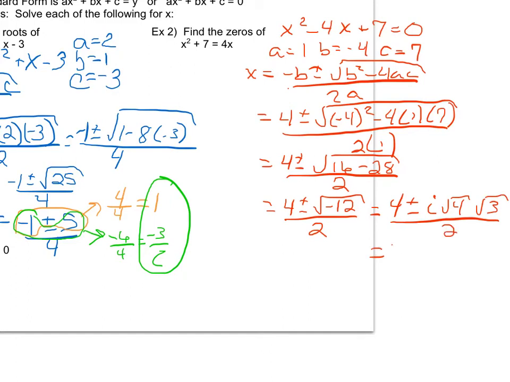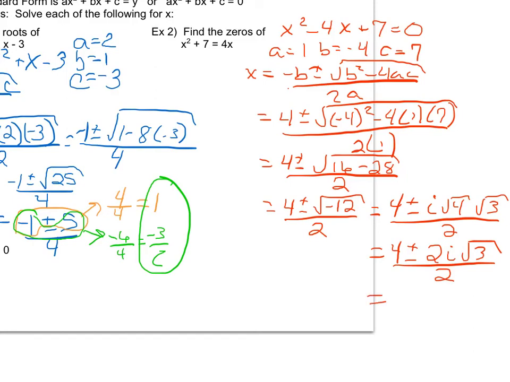I know that the square root of 4 is 2, so it becomes 4 plus or minus 2i square root of 3 over 2. And then the last thing I do, I check for a GCF. I can factor a GCF of 2 out of the top. After I factor it out, I can cancel it with this 2. So factoring out a GCF of 2 is going to leave me with 2 plus or minus i times the square root of 3. I then cancel my 2's.